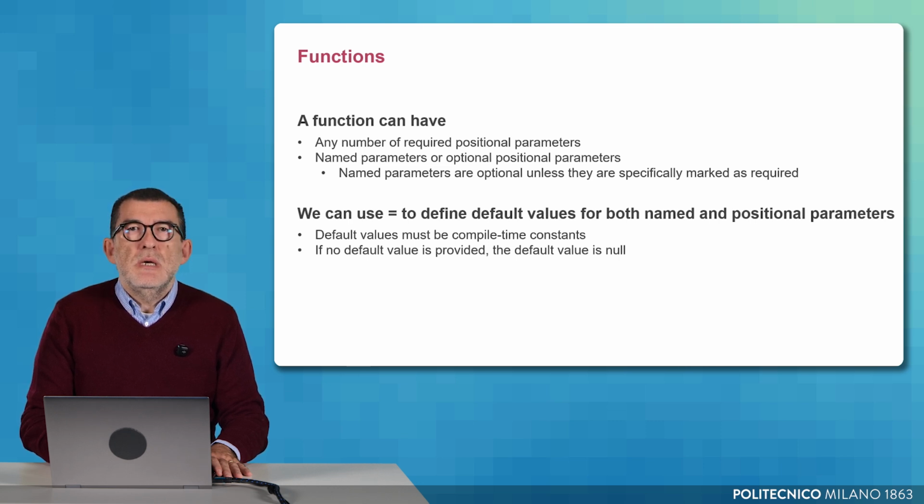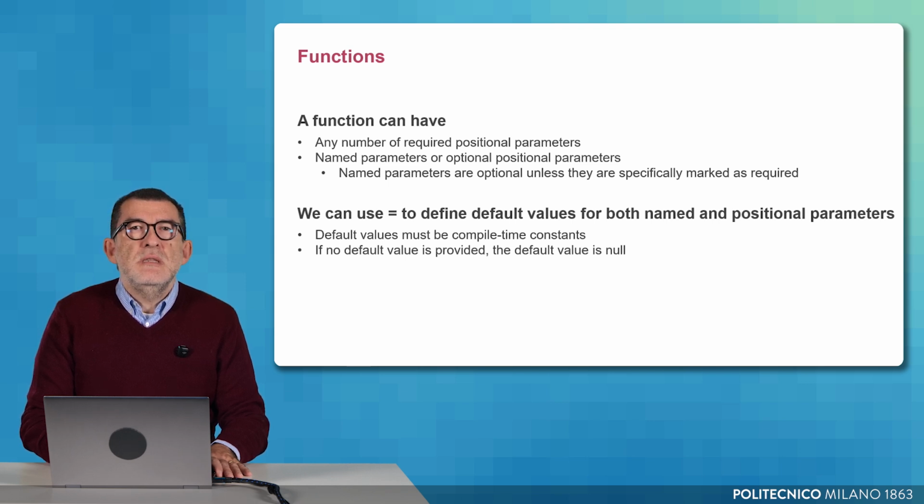Named parameters. These are wrapped in curly braces in the function definition and can be provided in any order when calling the function. Optional positional parameters. These are enclosed in square brackets and can be omitted entirely when calling the function.